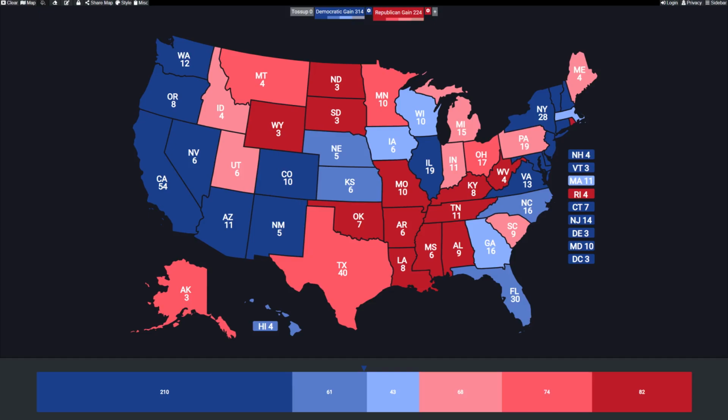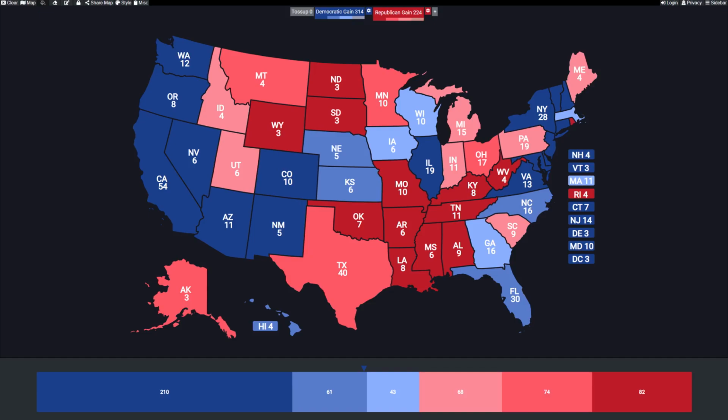The upper Great Plains went toward the right. Most of the Rust Belt, except for Wisconsin, that went toward the right as well. And down in the Sun Belt, a lot of those states have begun to shift back toward the Democrats, pretty much everything from Virginia down to Georgia, with the exception of South Carolina. Florida also did go toward the Democrats.